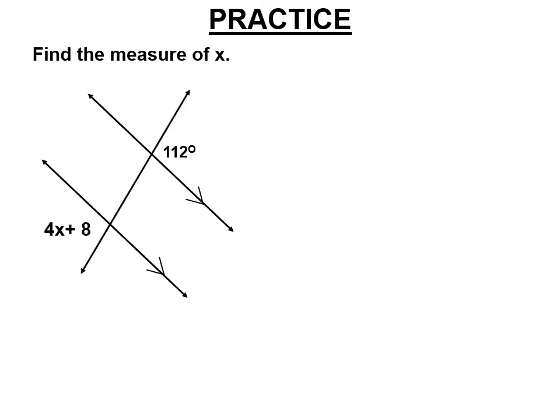Find the measure of x. Okay, now this one's a little tricky. I'm going to move 112 to its corresponding location. If that's 112, that's 112. Now this one is different. 4x plus 8 equals 112. They don't add up to 180. They're vertical. Be careful of that.